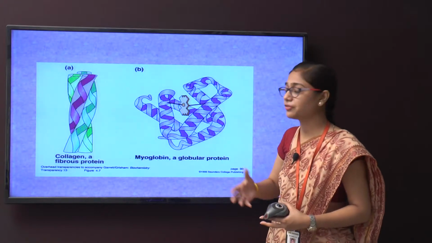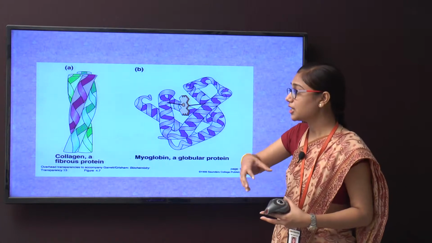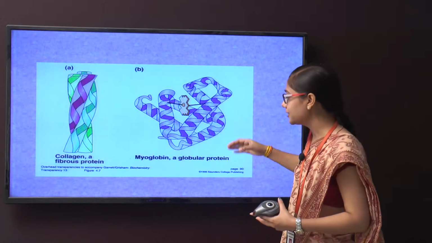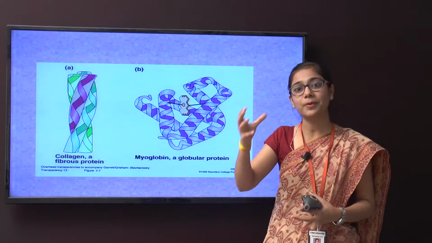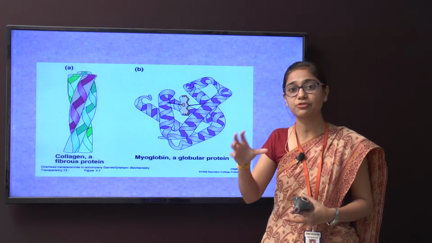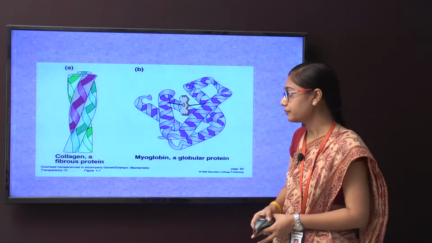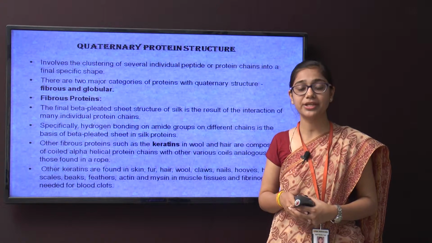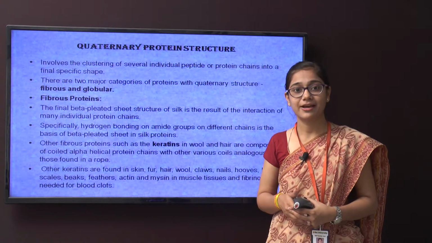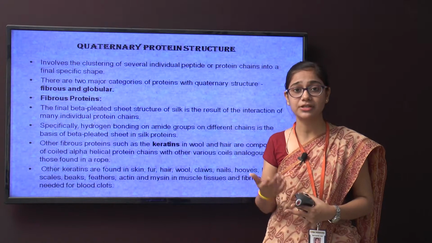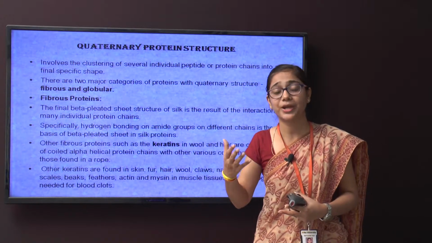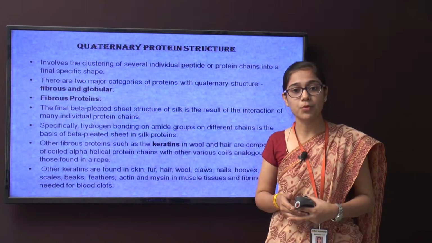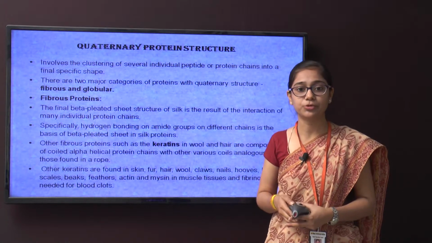An example of fibrous protein is collagen. It is a simple polypeptide in a rod shape. Globular means the polypeptide is clumped together and forms a ball shape. Another example of fibrous protein is keratin in wool and hair. In hair, keratin protein is present, and this keratin is composed of alpha helical protein chains.